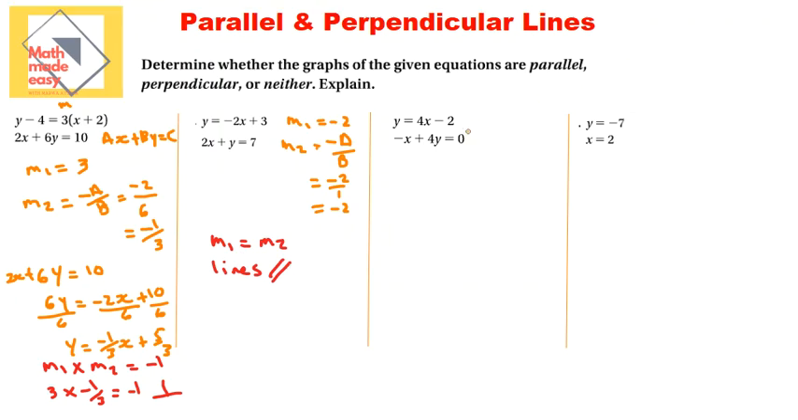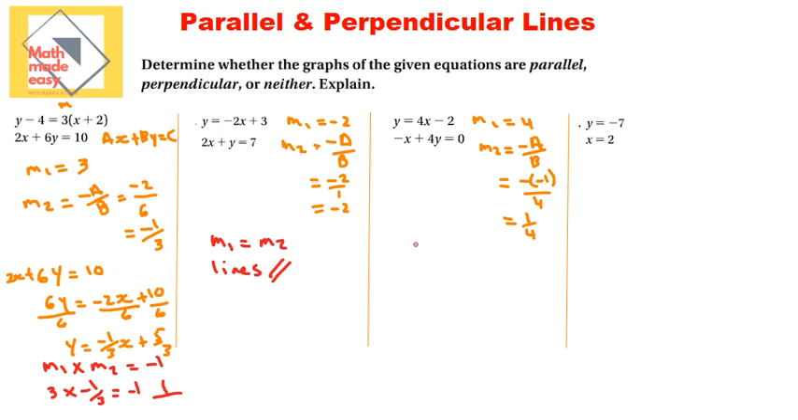Now here, I know that m1 is equal to 4, because this is the slope-intercept form. m2 is equal to negative a over b again, which is negative negative 1, it becomes positive, over 4, that makes it 1 over 4. Now this is 4 and this is 1 over 4. They're not the same. m1 does not equal m2, so they're not parallel. If I multiply 4 by 1 over 4, I will get 1, not negative 1. So they are not perpendicular.